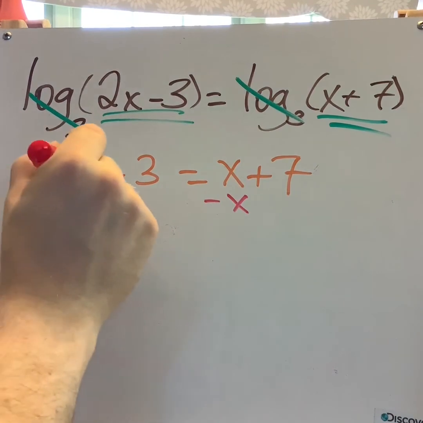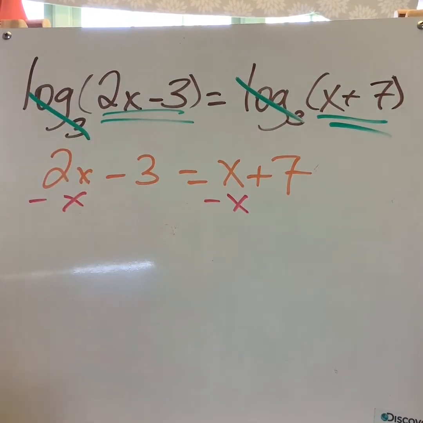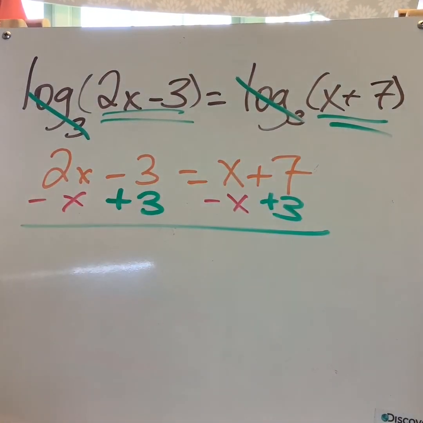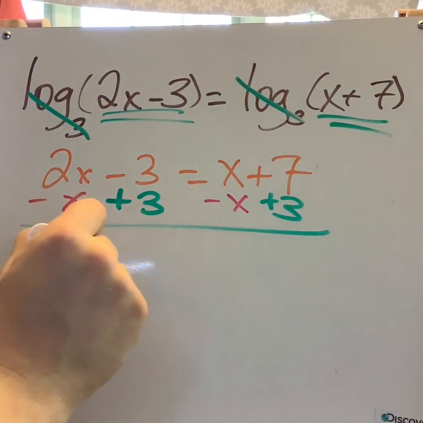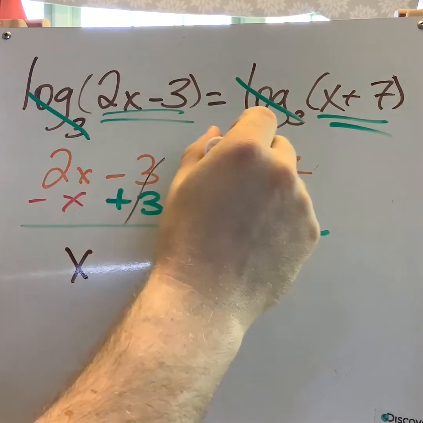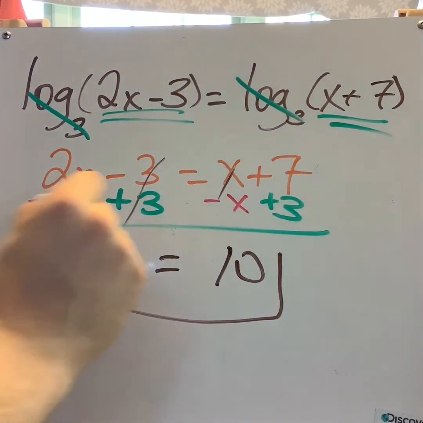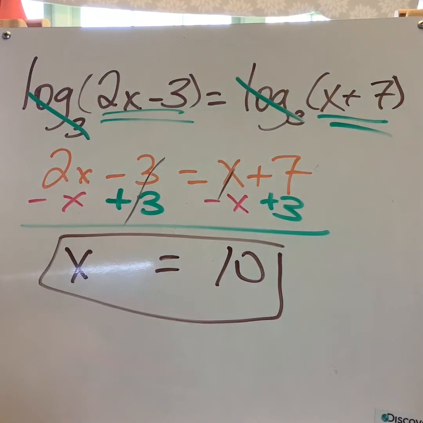Subtract x from each side. We add 3 to each side. And we get 2x minus x is x. Those cancel out. Those cancel out. 7 plus 3 is 10. So we get x is equal to 10.